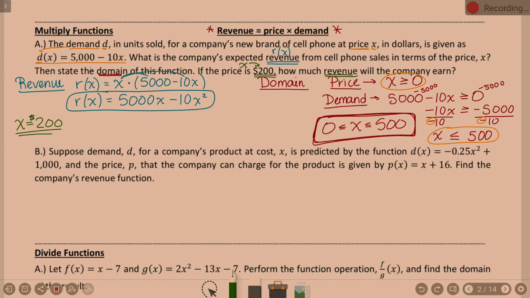And we're going to plug it in. So I'm going to do R of 200. So I'm finding the revenue at $200. Now, we don't do anything with R of 200. That's just what we're finding. Plug it in. 5,000 times what? 200, minus 10 times what? 200 squared.